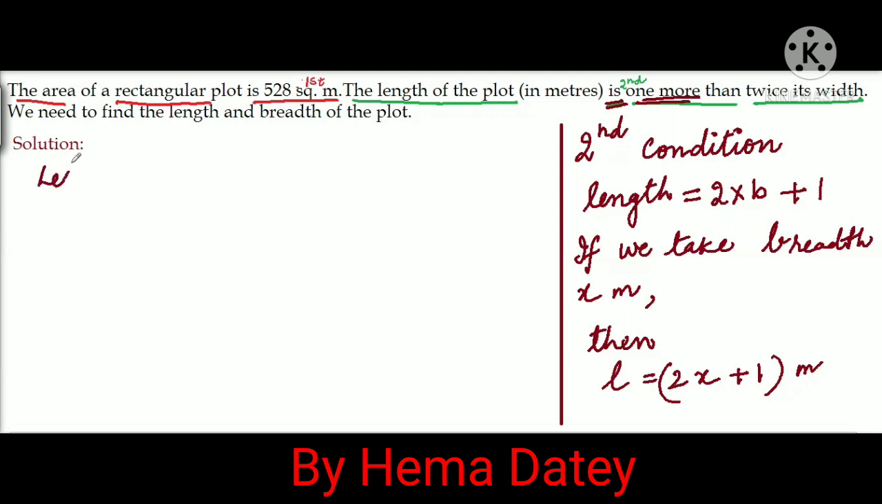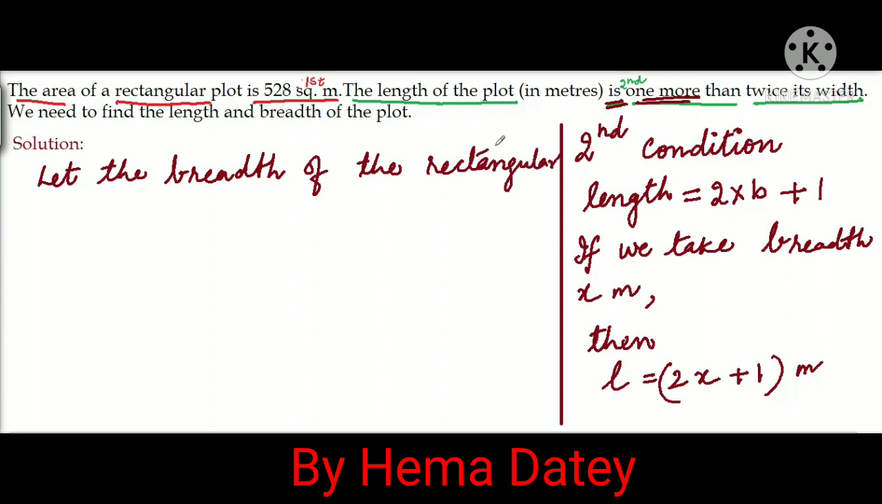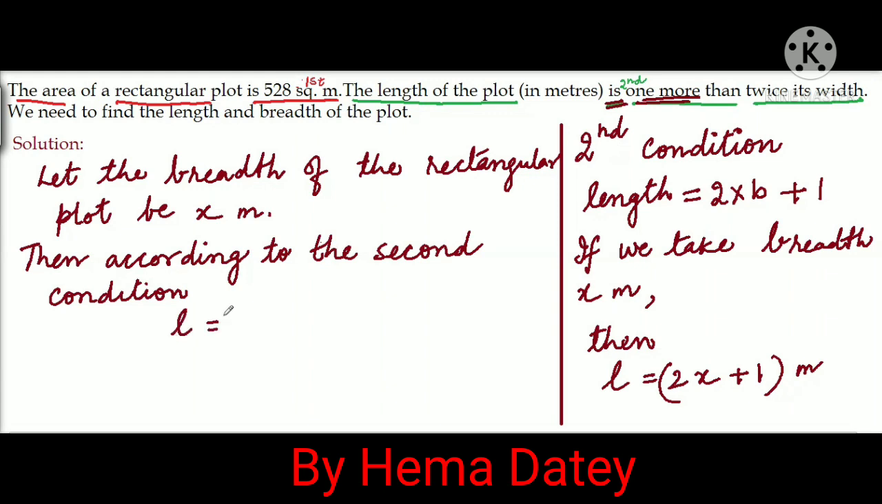Now let's start our solution. Let the breadth of the rectangular plot be x meter. Then according to the second condition, length is equal to 2x plus 1 meters.